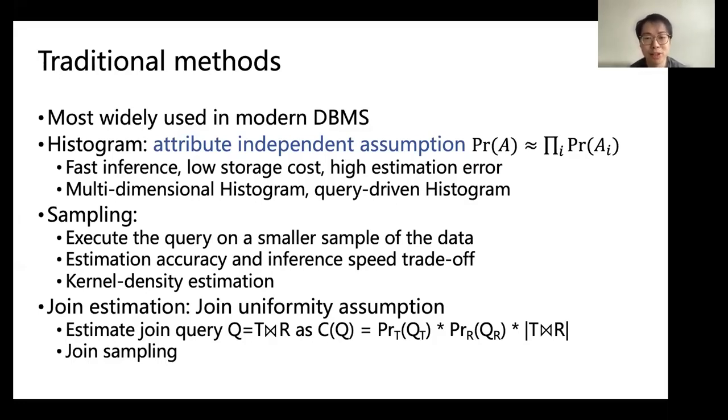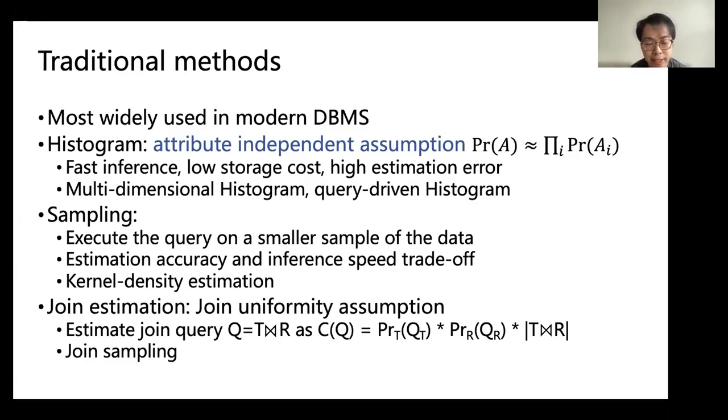However, a larger sample would cause slower runtime. Certain variants of the sampling method include kernel density estimation and also some sampling-based methods on the joins. So up to now, we have explained how the traditional method works for each single table.